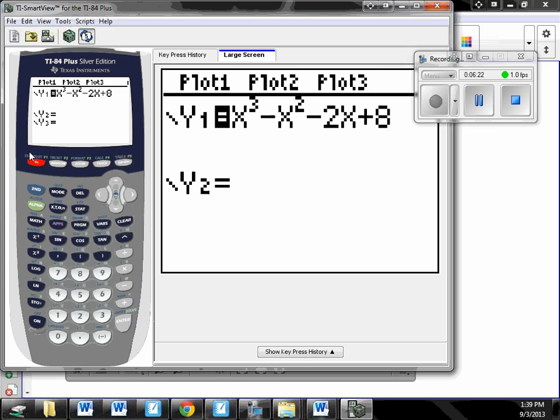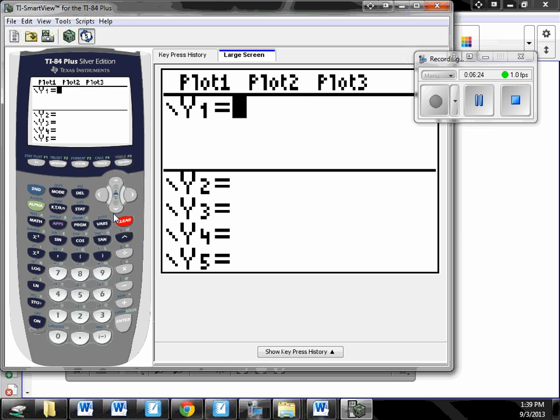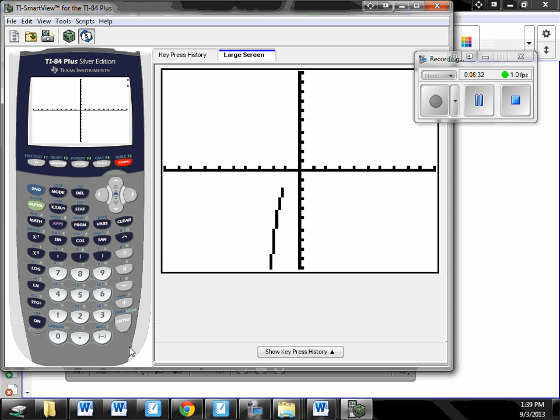So if you go into y equals, clear out whatever graph is there, and just type in x raised to the third, and push graph. Did anybody not get a graph that looks just like this? Yours needs to be. So push zoom 6 for standard.